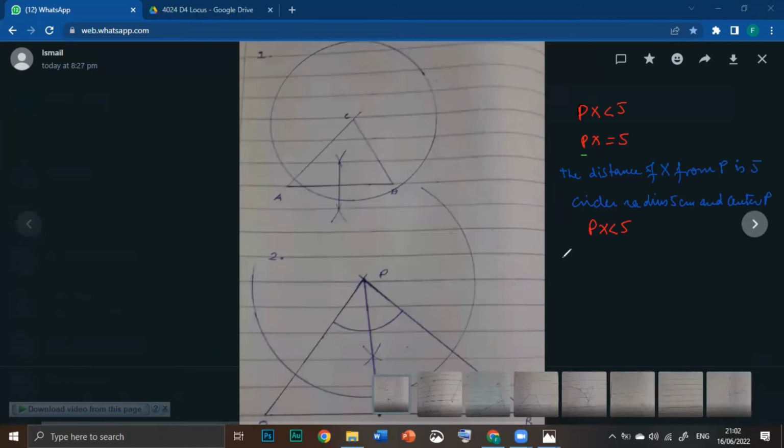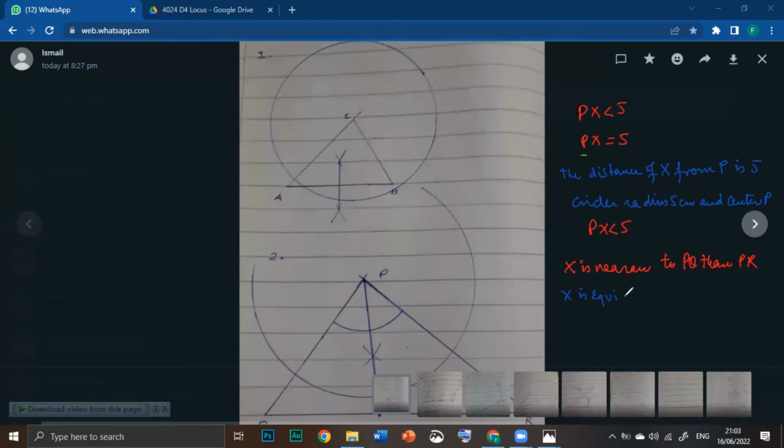Okay. What's the next inequality given? It says that X is nearer to PQ than PR. Yes, sir. The next locus is X nearer to PQ than PR. First of all, we will think that X is equidistant from PQ and PR.